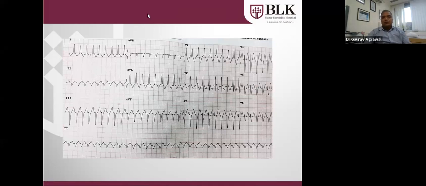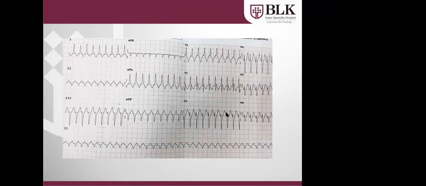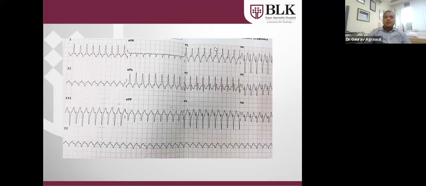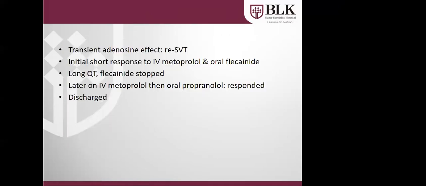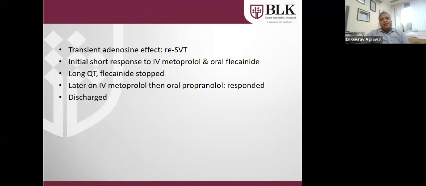Sir, narrow QRS complex. Narrow QRS. This is a typical ECG of supraventricular tachycardia. Okay, this is the ECG taken in NICU. There was transient adenosine effect, but there is recurrence of supraventricular tachycardia.